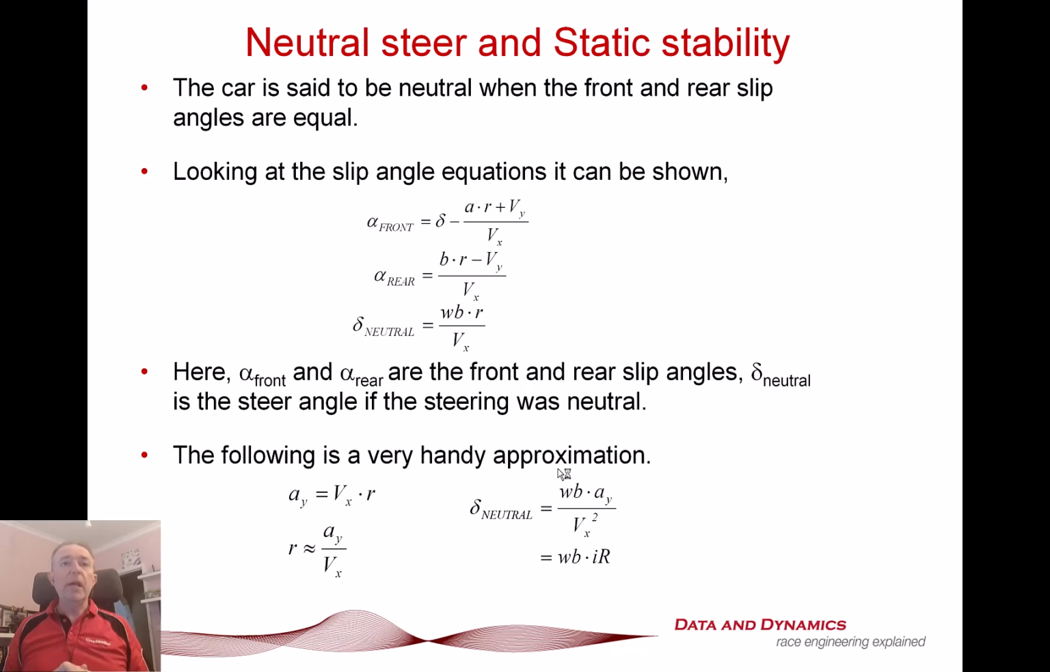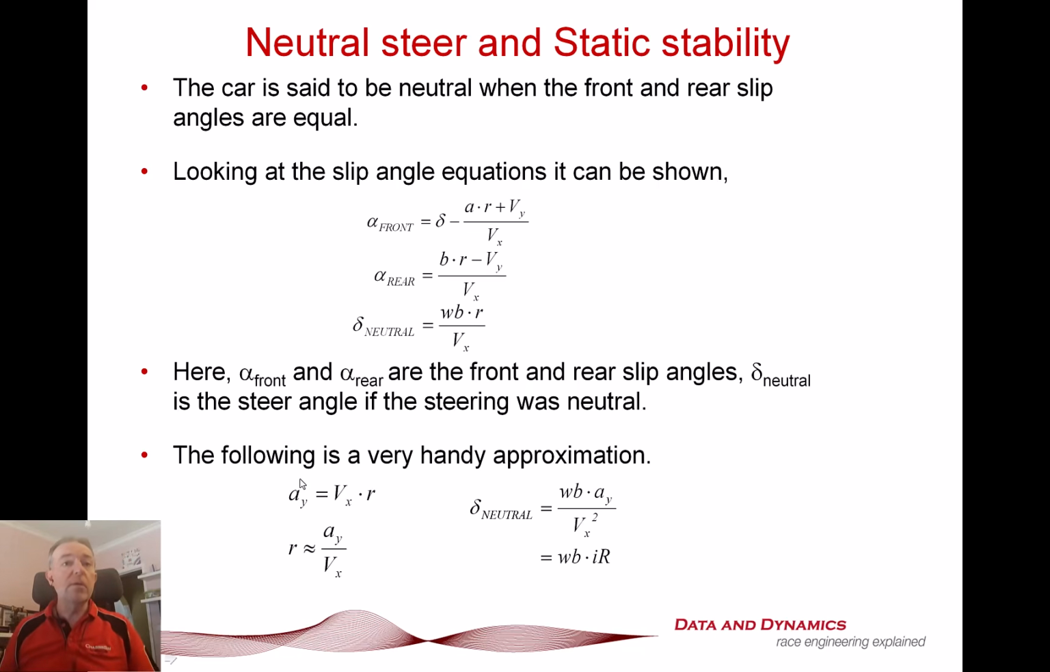So what we've got is alpha front, your front slip angle, is your steer angle minus your yaw and side slip terms. Your rear slip angle is pretty much your yaw rate term minus your side slip. When we force them to be equal, we get delta neutral, which is the wheelbase times the yaw rate over Vx. All of that is in strict SI units: meters, radians per second, meters per second. That neutral steer channel is a fantastic math channel. Now here, to quote the Joker from The Dark Knight, I'm going to show you a magic trick.